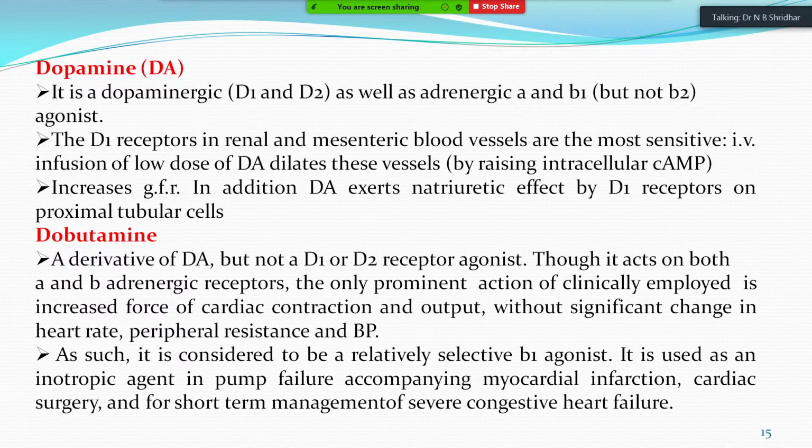And next is another important drug or neurotransmitter, dopamine. This dopamine is dopaminergic, meaning it acts on dopamine 1 and dopamine 2, and also the adrenergic alpha 1 and beta 1 type of receptors, but not beta 2. That means dopamine is not going to cause any action on the trachea, whereas it has many actions on beta 1 type tissues, especially the heart. So now we can know that so many controls are there on the heart.